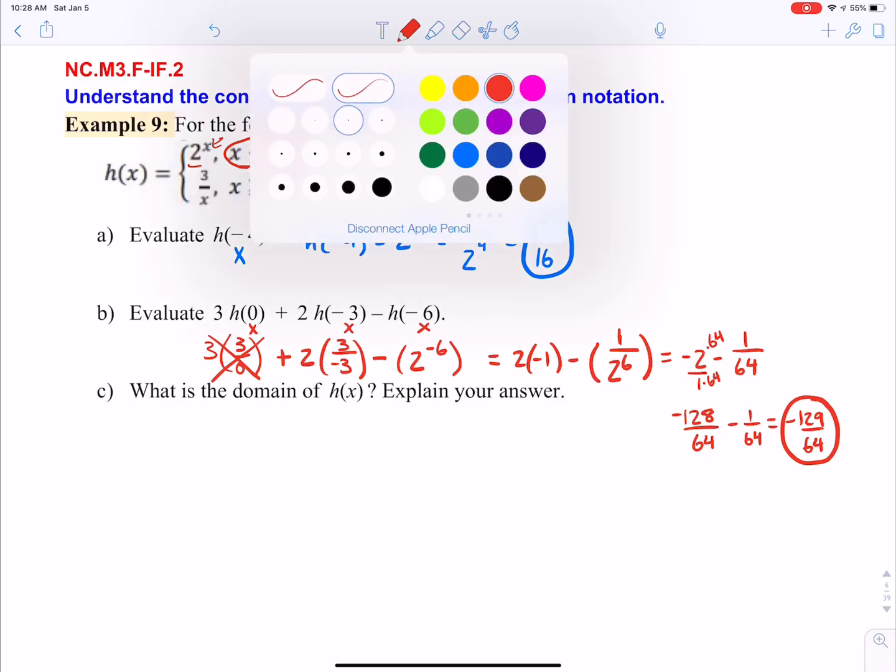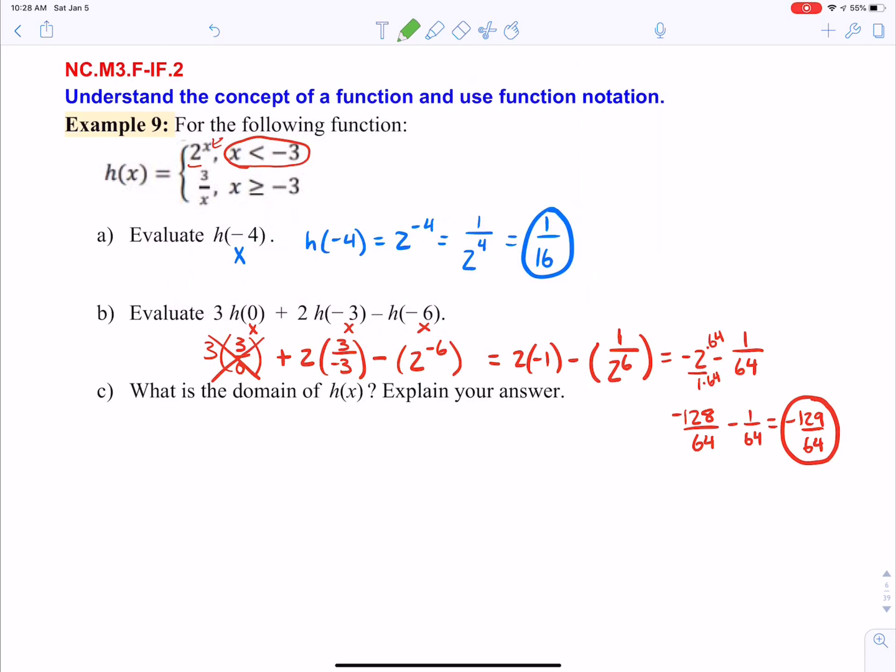Now part C is asking, what is the domain of h of x? Explain your answer. So the domain of h of x, if we look back up here at our function, looks like it's all real numbers because it includes all the values less than negative 3 and all the values greater than or equal to negative 3. The only problem is it has x in a denominator right there in that second piece of our function.